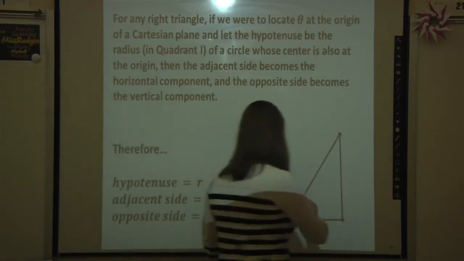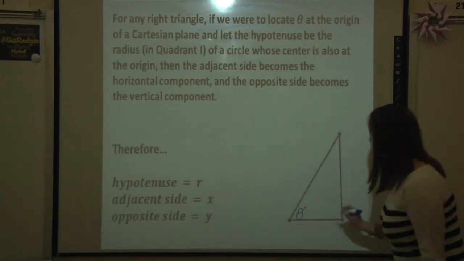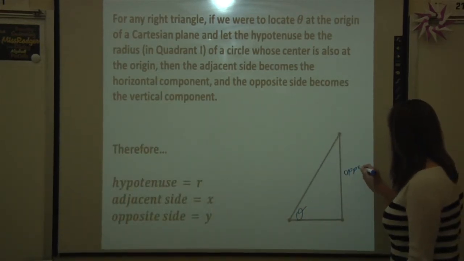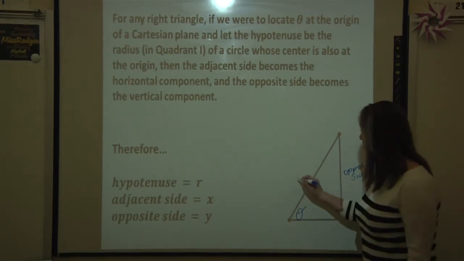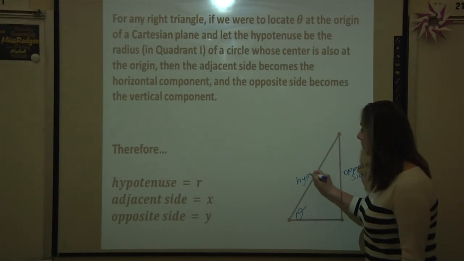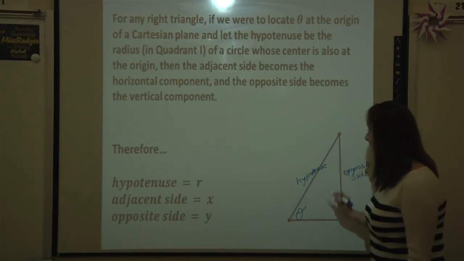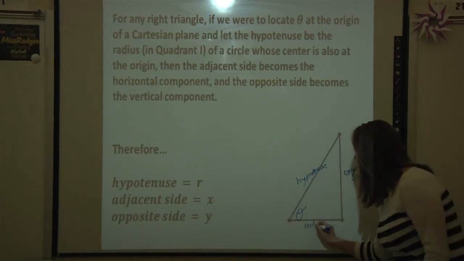So if we think about this as theta, our opposite side is going to be here. We have our hypotenuse here. And then we have our adjacent side to our theta here.